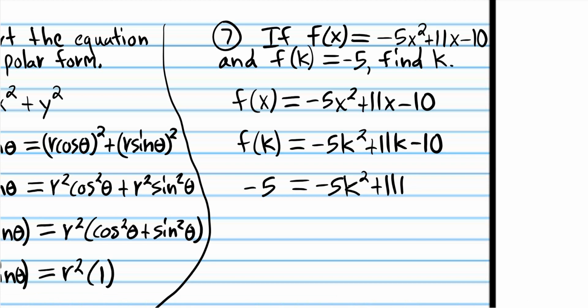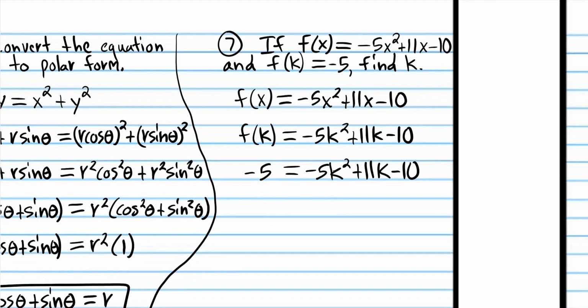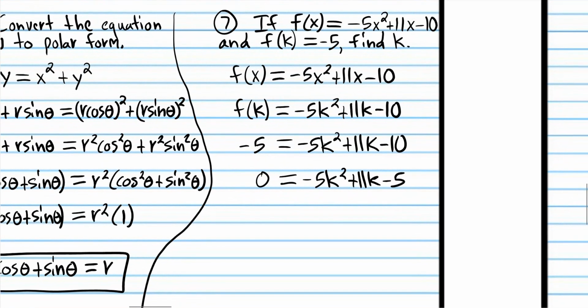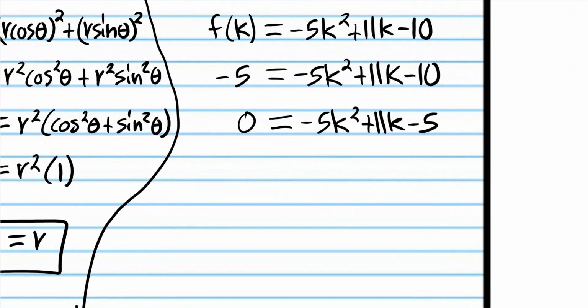So now we have a quadratic equation, and we can't solve quadratic equations unless we put them in standard form. So I'm going to add 5 to both sides. And then we get the standard form. And what you'll find is that this is not really easily factored. So we're going to have to use the quadratic formula.